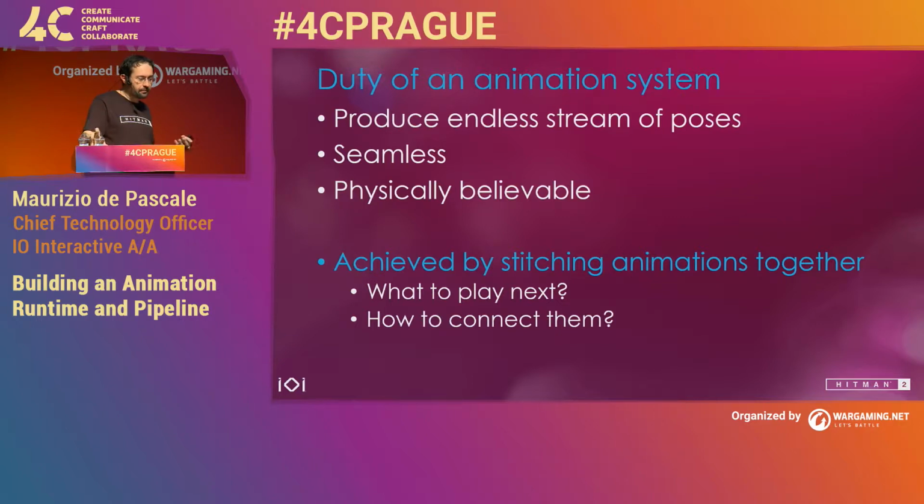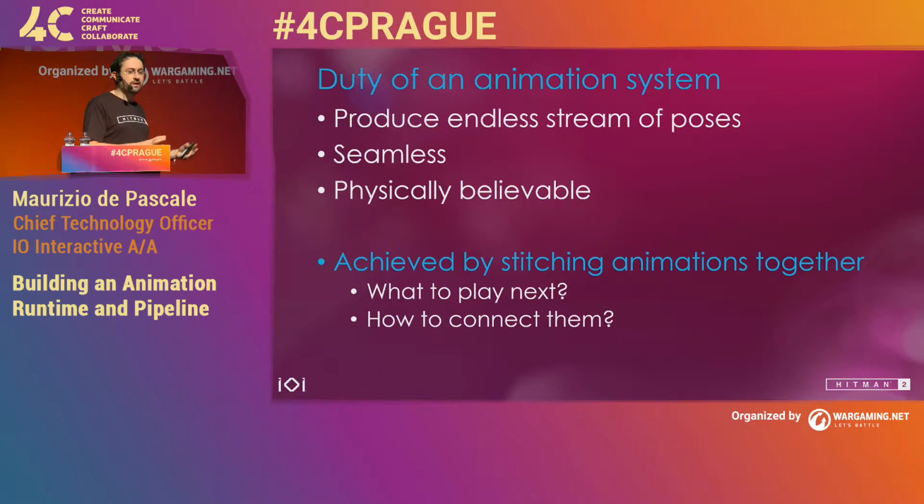So the duty of an animation system at the end of the day is basically to produce a seamless, endless stream of poses, right? Poses for our skeleton. It needs to be seamless. Ideally, we don't want pops or harsh transitions. And once again, ideally, we want it to be as physically plausible as possible, right? Stuff like conserving momentum or not having abrupt changes in acceleration and so forth. We're making games, but still we're constantly striving for realism.